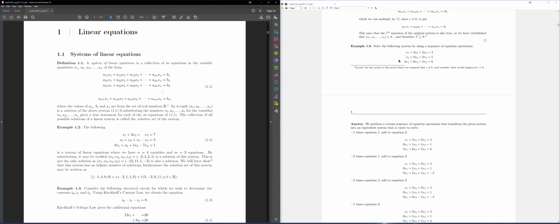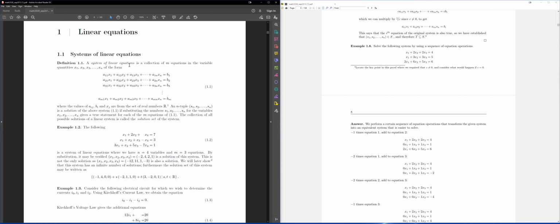Okay, so we considered this system of linear equations. The system is in 3 variables, x1, x2, and x3, and you have 3 equations over here, right? So a formal definition of what a system of linear equations is: this is an example of a system of linear equations.